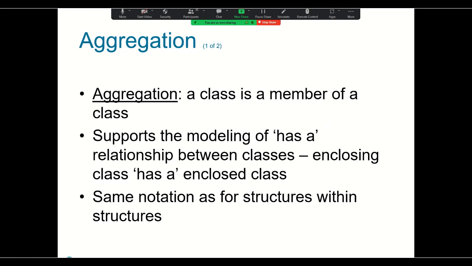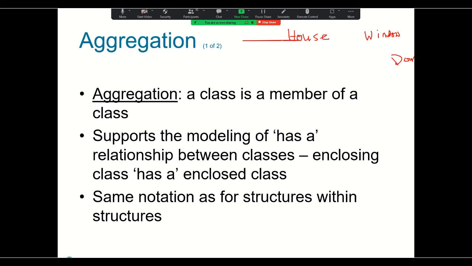You can have aggregation, where a class is a member of a class. You are basically composing different classes together. Let's say house is a class. You are defining a class house. There is a class called window. There is a class called door.